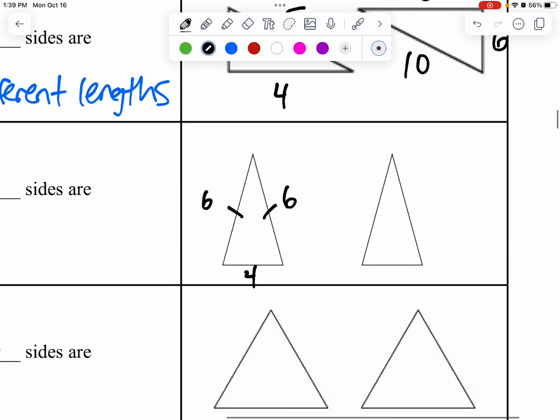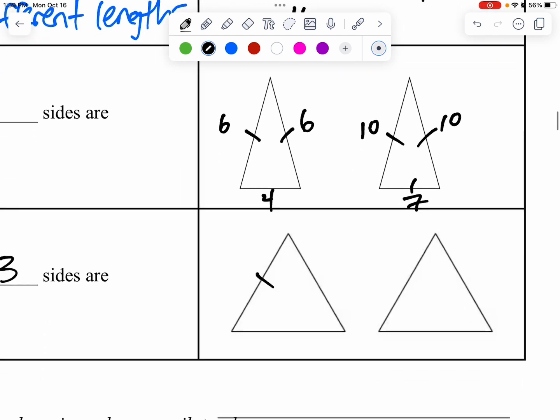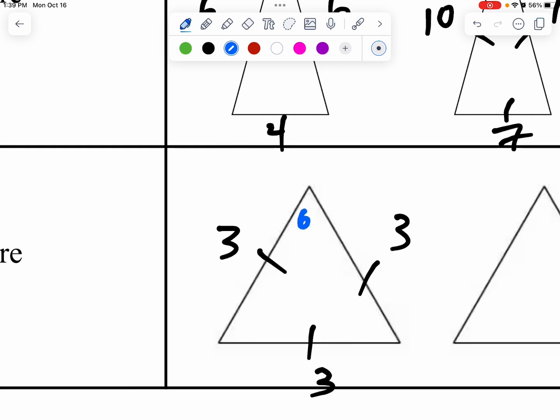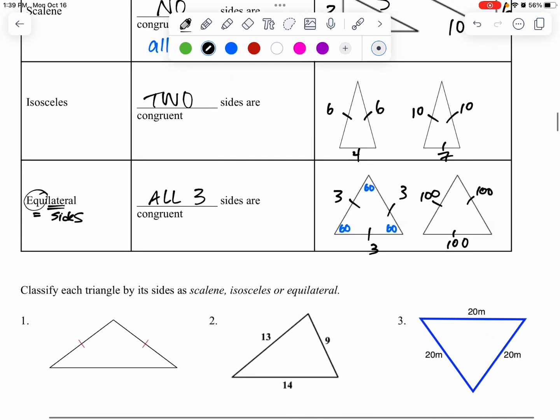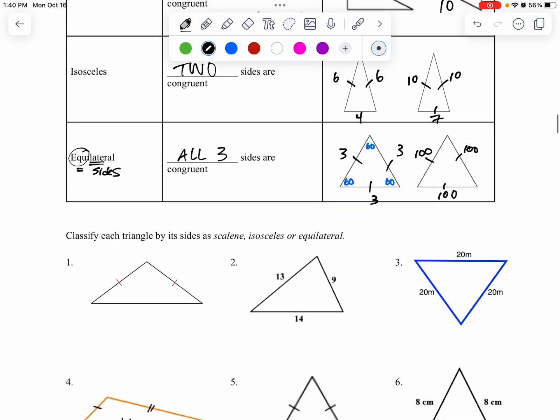I can make up my own example over here also. Let's pretend this is 10, this is 10, this is 7, whatever. Here, they're all the same. 3, 3, 3. I thought they were 60, Mrs. Johnson. What are you talking about? Yeah, those are the angles, you guys. Those are different. The angles are all 60 degrees. The side lengths can be whatever we want, right? This can be 100, this could be 100, this could be 100. As long as all 3 side lengths are the same, then that is called equilateral.